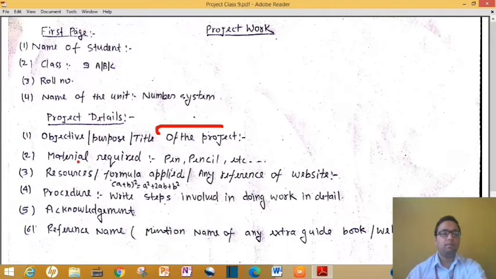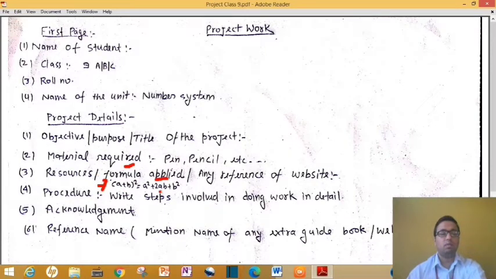You can mention anything, or more suitable will be the title of the project. Then you will mention material required, like pen, pencil, etc. Whatever material is used in that particular project, you will mention all those things here. Then third is resources. You have to mention resources and formula applied. Resource means what? You can mention which formula you have used.